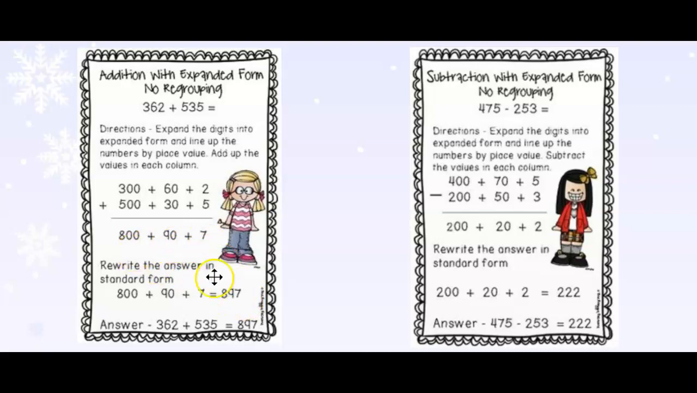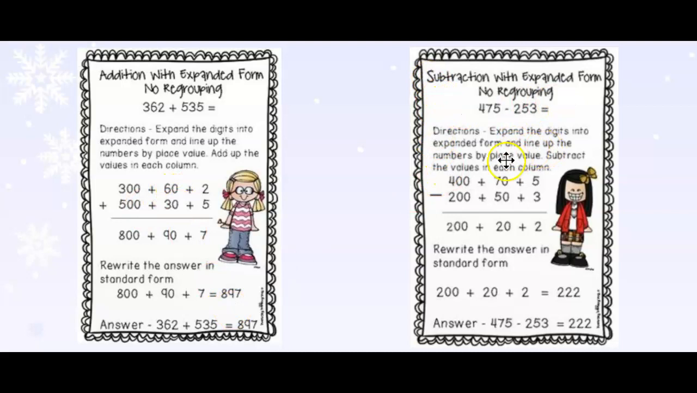You write them back in standard form. Standard form is when a number looks like it normally looks on a sheet of paper at the grocery store. Just a regular number without the place value zeros in it.